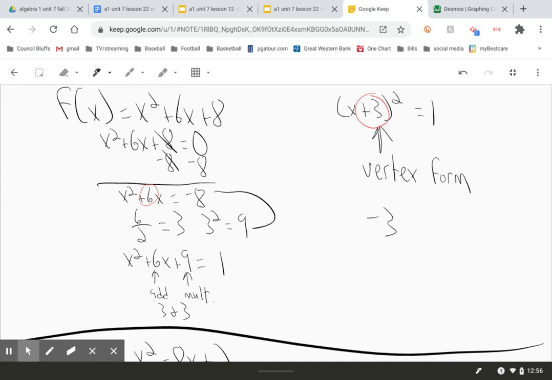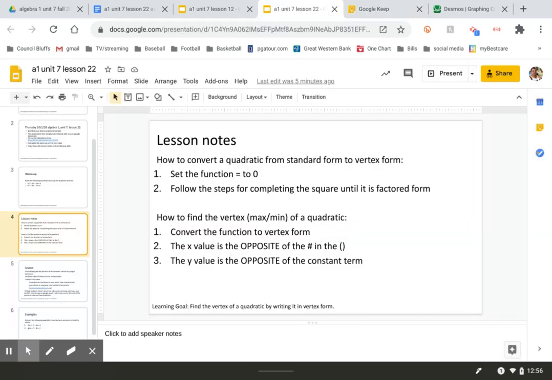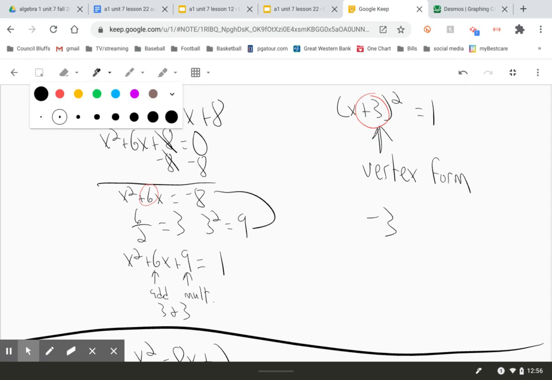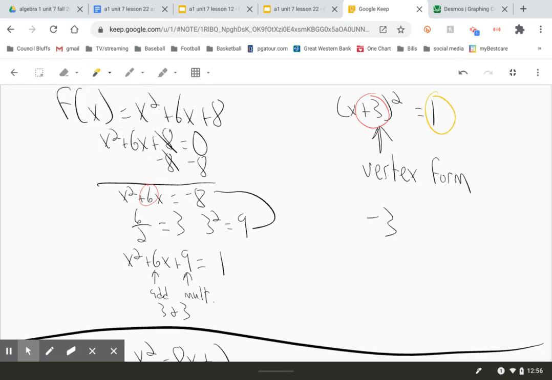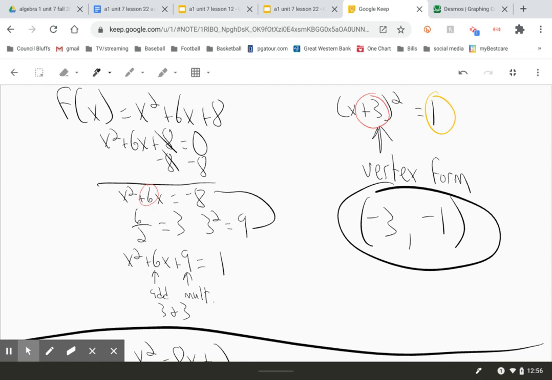Okay? The y value is the opposite of the constant term. In this case, I'll use a different color. The constant term is 1. Well, what is the opposite of positive 1? The opposite of positive 1 is negative 1. So my vertex, this is called the vertex, is the point (-3, -1).